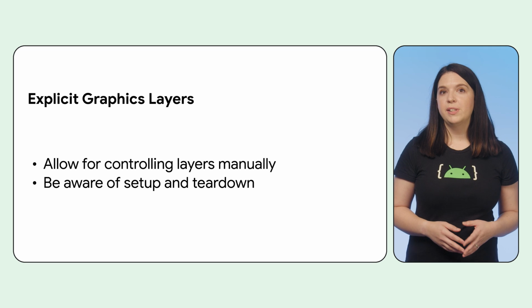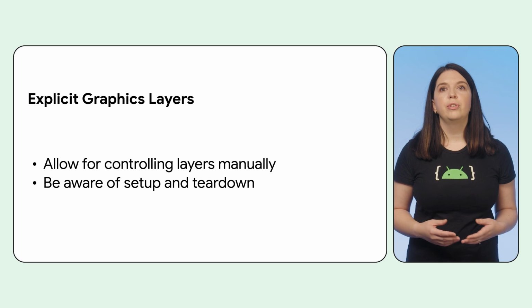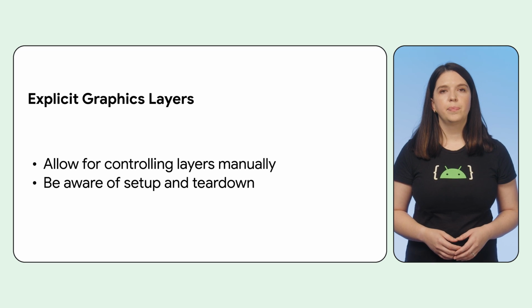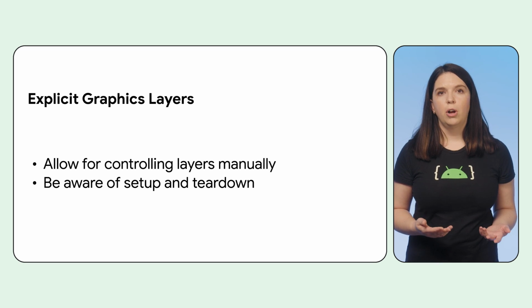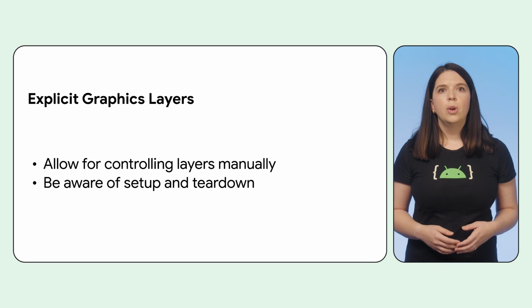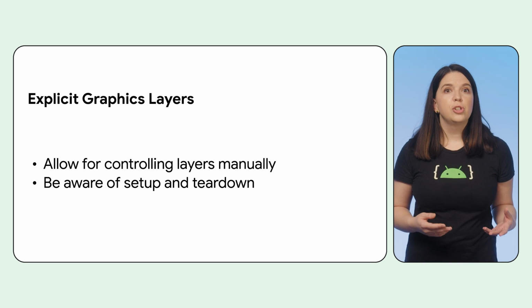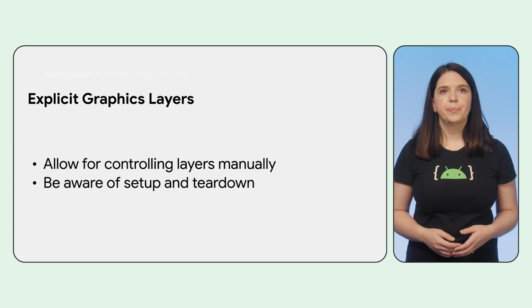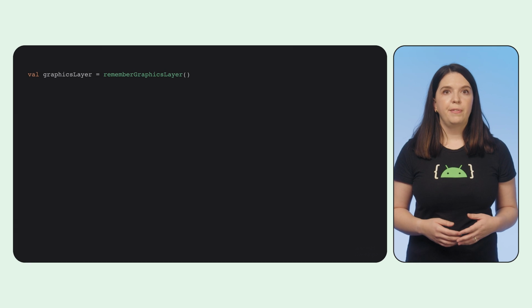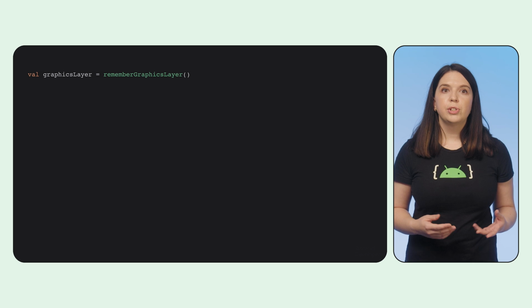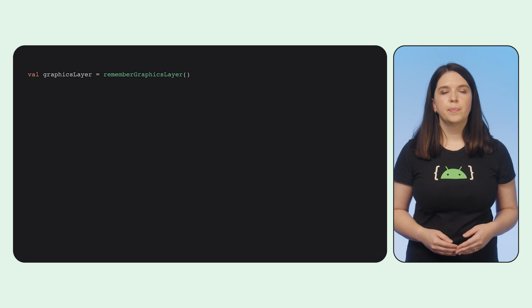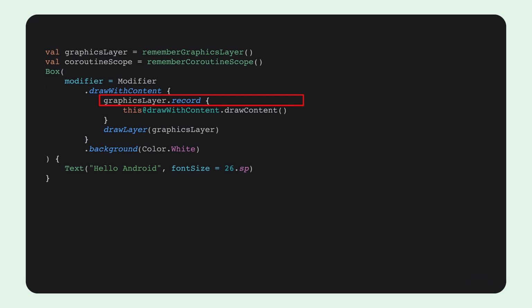In Compose 1.7 and above, there is now a way to create explicit graphics layers to allow for controlling your layers manually. Think of it as if each of these pieces of paper from the collage are separate objects now. With this new mechanism, I can determine how these are put together again. So to create a graphics layer, we use the remember graphics layer method. This returns a graphics layer object that can then be passed around to different draw functions. Now we have the separate layer of control.